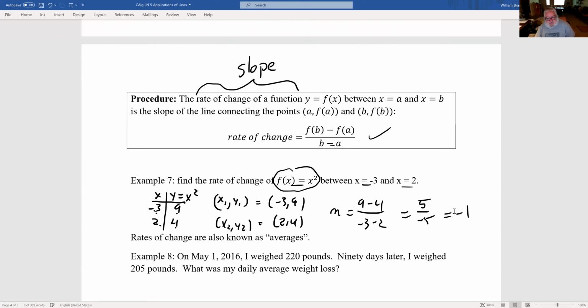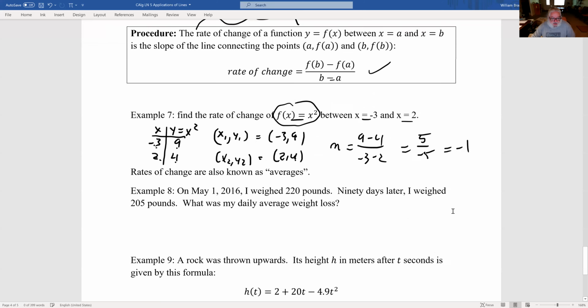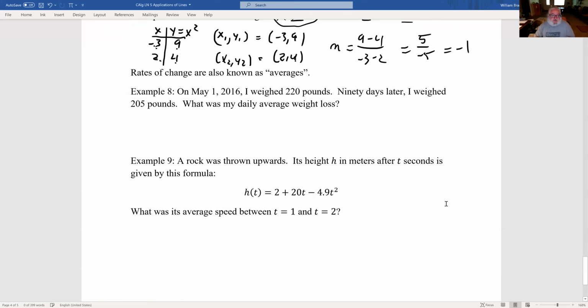Okay. So mechanically, it's pretty straightforward. They'll give you the x's. You have to find the y's using the formula, and then you just find the slope. But rates of change are also known as averages, right? So suppose on May 1st, 2016, I weighed 220 pounds, and 90 days later, I weighed 205 pounds. So what was my daily average weight loss? How much did I lose a day?